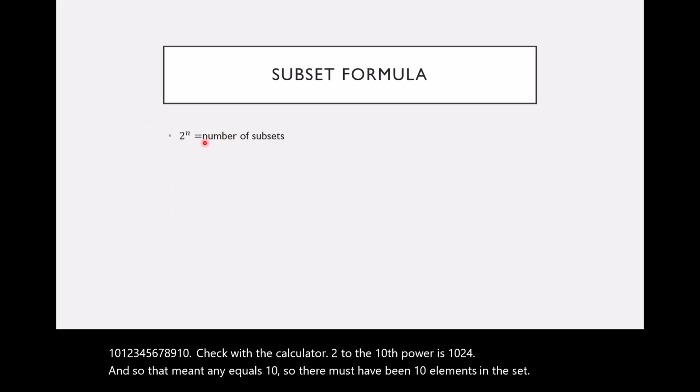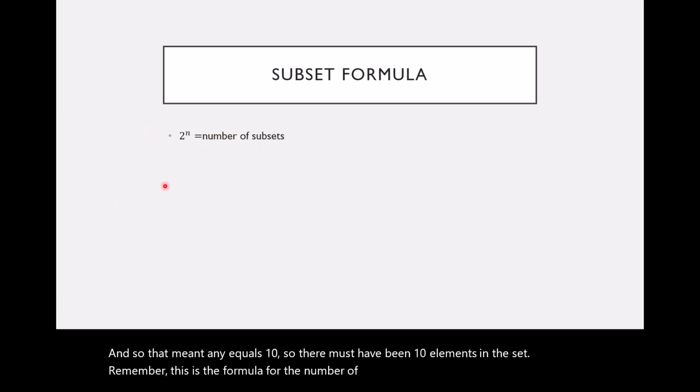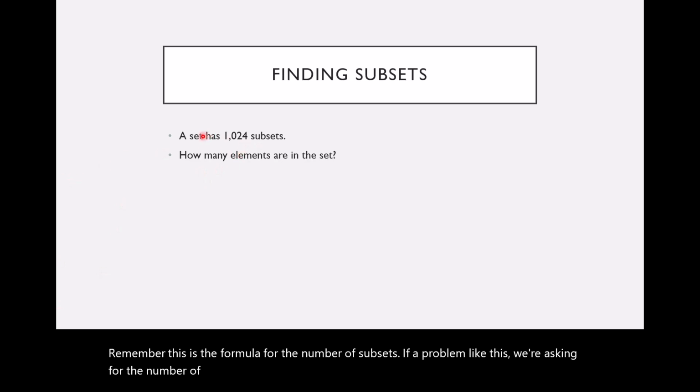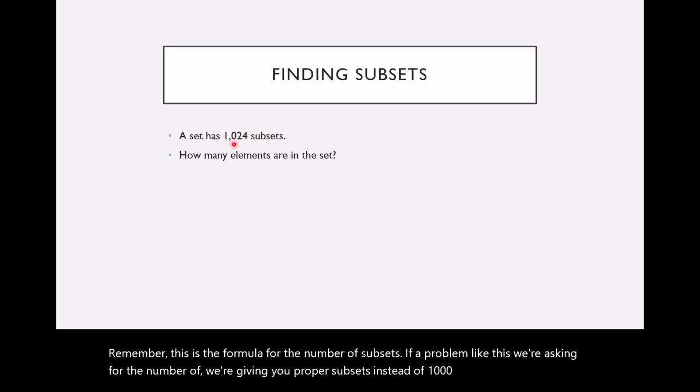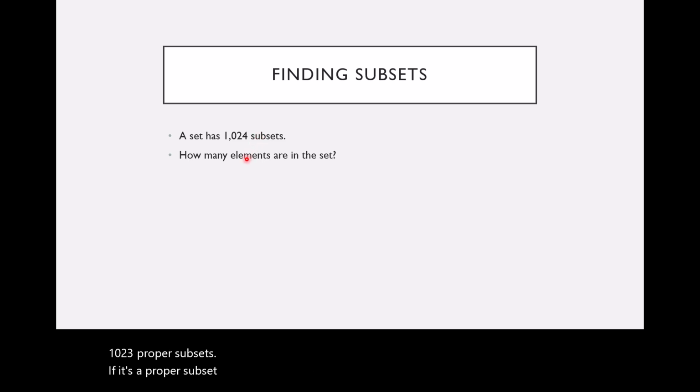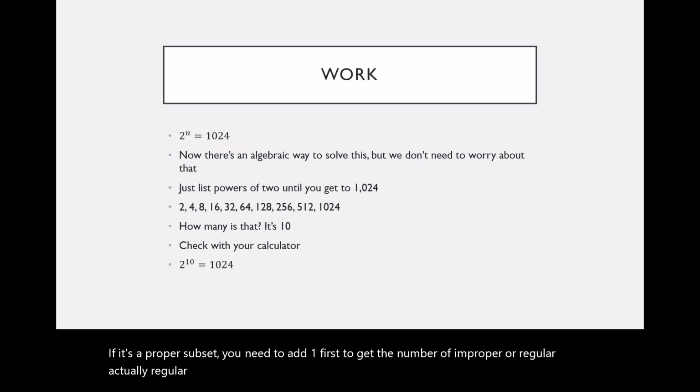Remember, this is the formula for the number of subsets. If a problem like this is giving you proper subsets, instead of 1,024, they would say it's 1,023 proper subsets. If it's a proper subset, you need to add 1 first to get the number of improper, or regular subsets, not improper, regular.